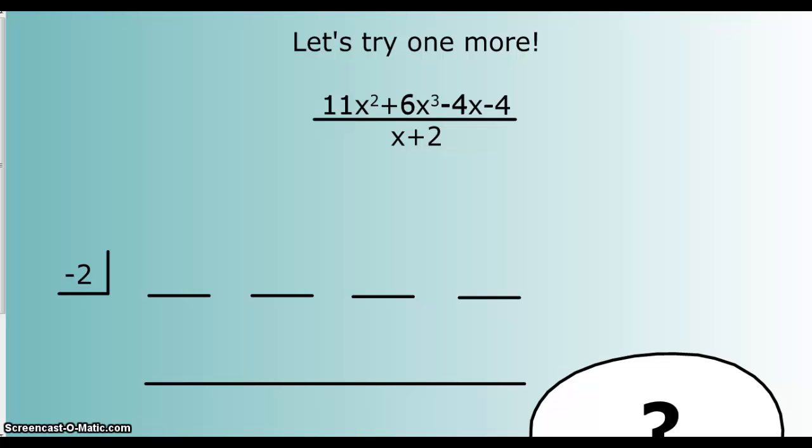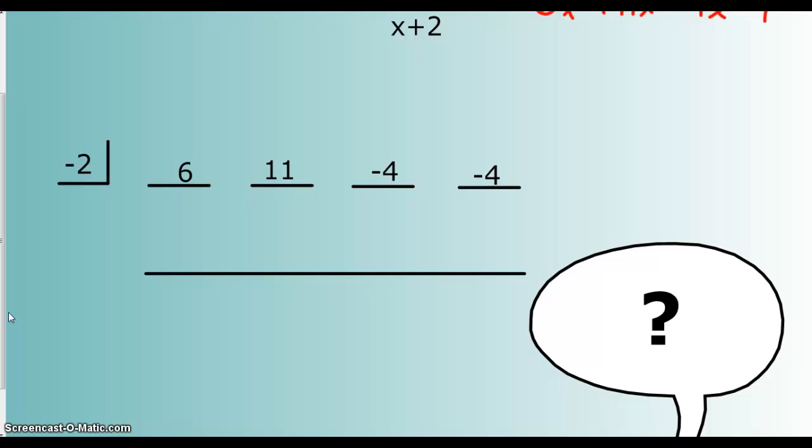So if I look, I have 6x to the third. Then the next one would be a positive 11x squared. The next one would be minus 4x and then minus 4. So make sure you have all of them and they're in order. If you are missing one, you must put a 0. So my 6 is going to have to go first, then my 11, then my negative 4, and then my other negative 4. Okay, so when we do synthetic division, we bring down the first coefficient, which is a 6.